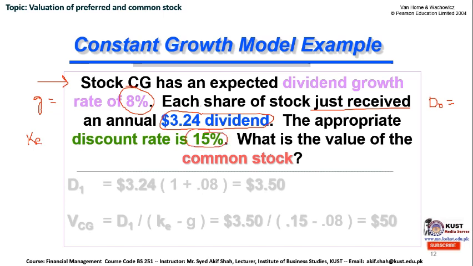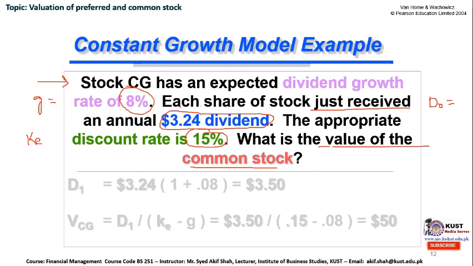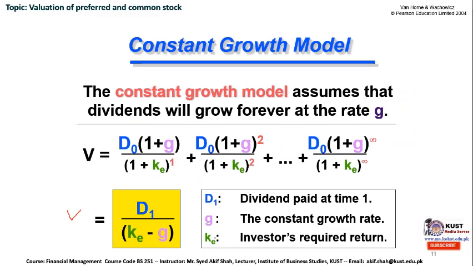And finally, the question asks you to calculate the value of this common share. So the procedure is very simple. We had a formula, which is over here: value is equal to D1 divided by KE minus G. And the relevant data in this question is given, which is G equal to 8% and D naught is 3.24. Therefore, we can calculate D1 in this fashion. Just look over here. D1 is equal to D naught multiplied by 1 plus G. Therefore, D1 in this case comes to $3.50.